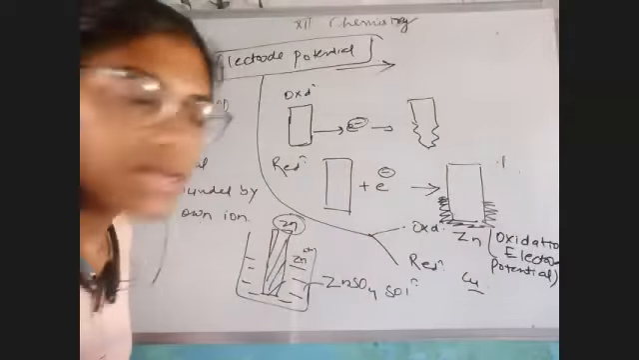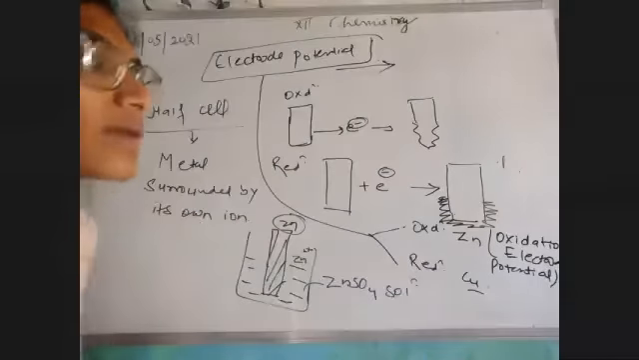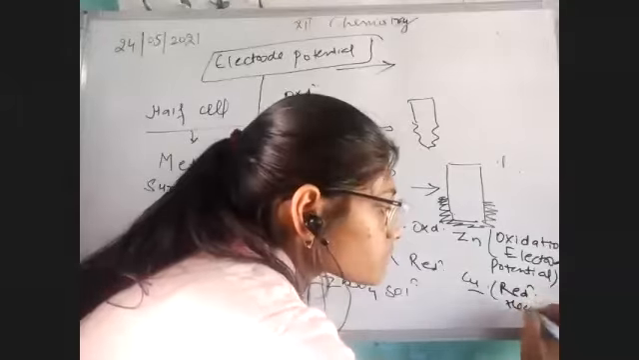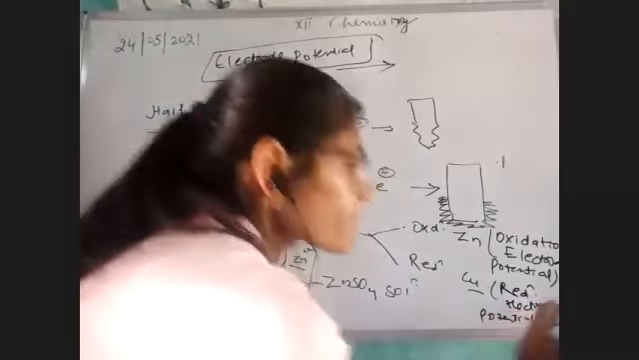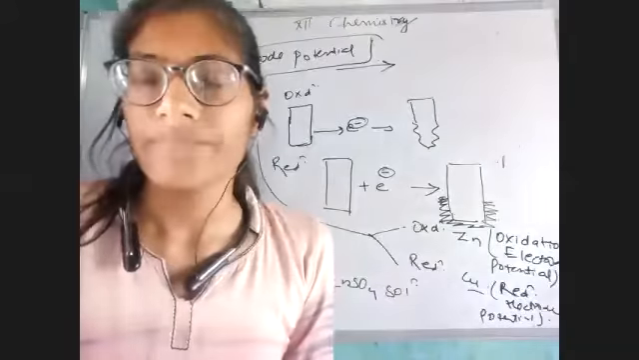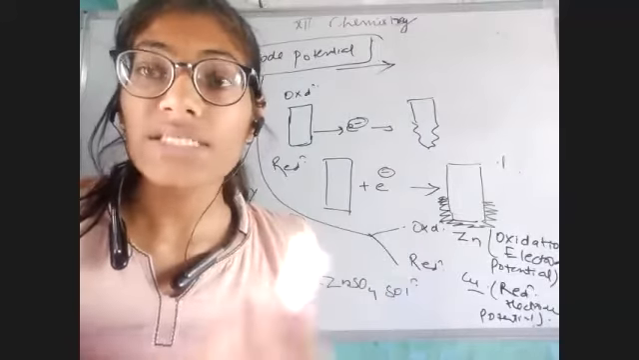Am I clear? Same as it is if I'm talking about reduction, like copper, reduction electrode potential, because reduction is taking place over there. Okay, I hope I'm clear with the topic. What is electrode potential and what are its two different types? Okay, now let's move to our next topic, how electrode potential is determined.